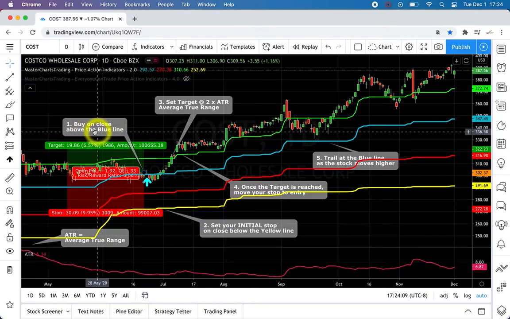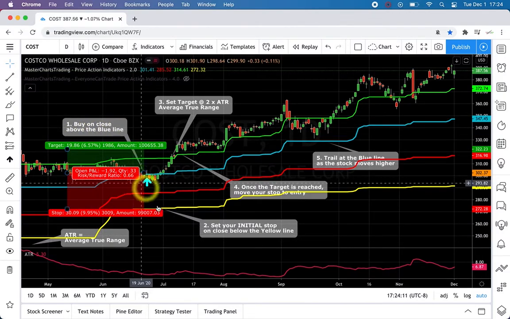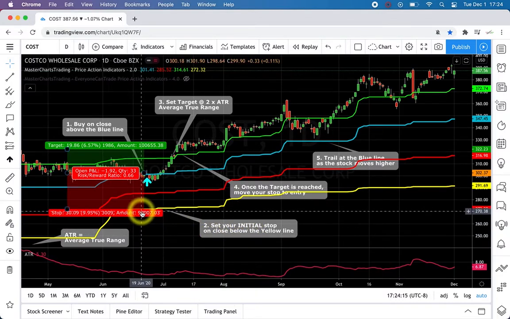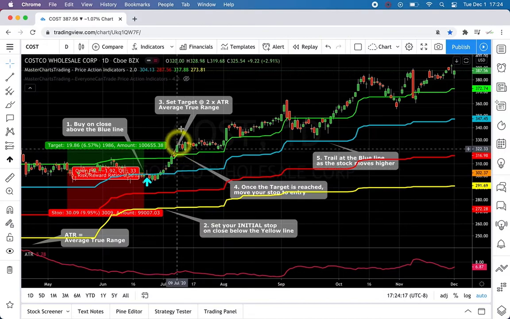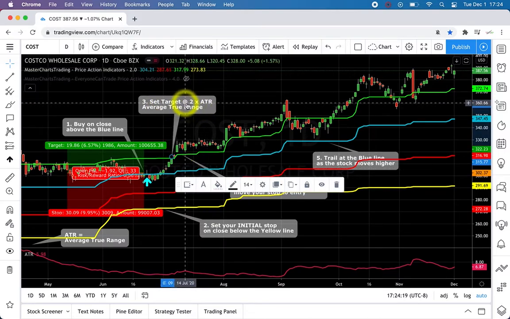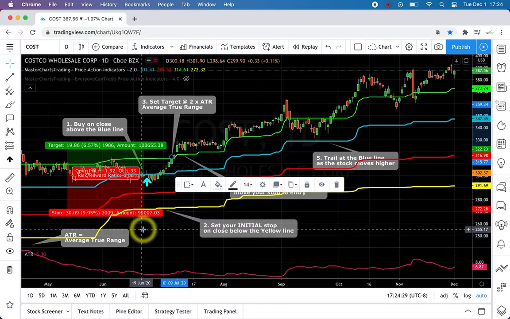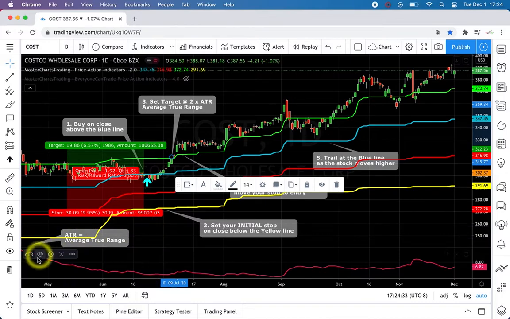So this is it. Buy and close above the blue line. Then we're going to set our initial stop and close below the yellow line. We're going to set our target at 2 times average true range. So this is where that other indicator comes in, average true range. Back then, on the 23rd of June, the average true range was about $5.11. I'm reading it off on the left here. You can see where I'm hovering, it's like 5.08.